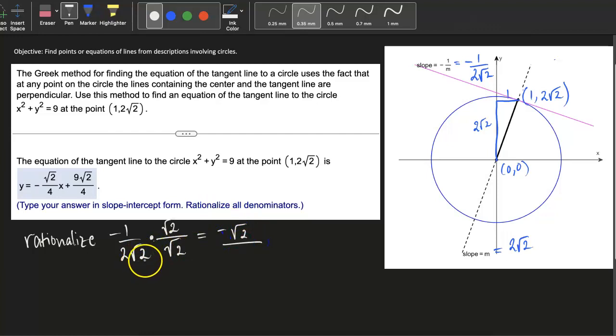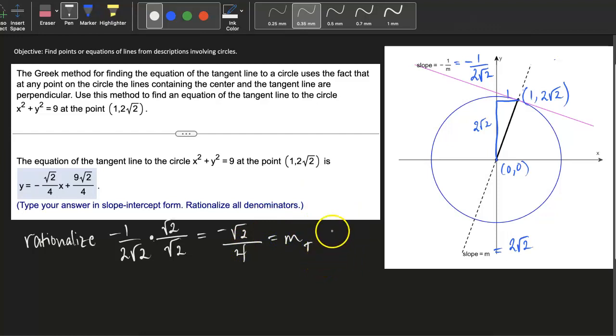We already said that √2 times √2 was √4, and that's just 2. 2 times 2 would be 4. So this is the rationalized form of the slope of the tangent line. Up next, now we're going to write the equation of this tangent line. So we have now at this point a slope. This is our slope of the tangent line.